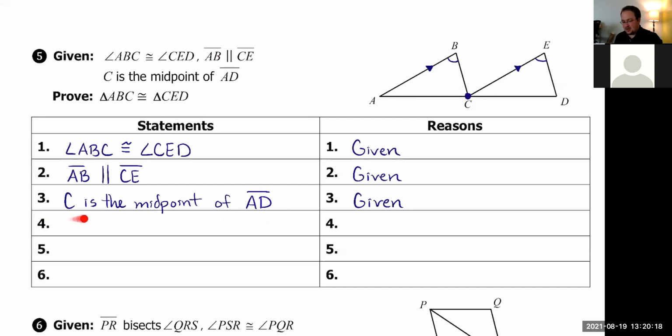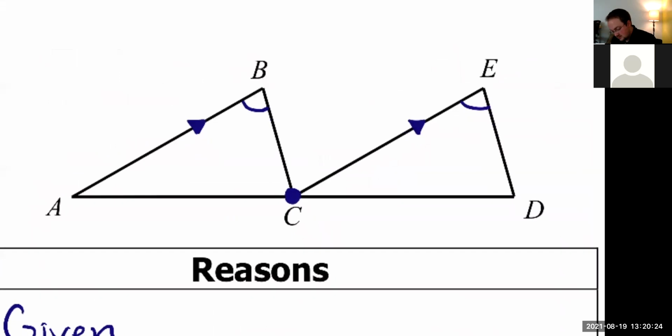Take a look at statement 3. C is the midpoint of AD. Where's AD at? Right there at the bottom, runs all the way across. If C is the midpoint, what could we safely say? AC is congruent, technically we'd say, to CD.